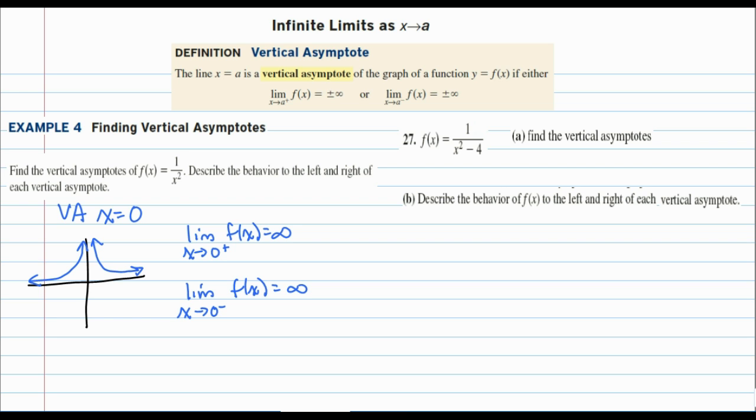Now for number 27, find the vertical asymptotes. Well, positive 2 and negative 2 both make the denominator 0. So x equals 2 and x equals negative 2 are the vertical asymptotes.